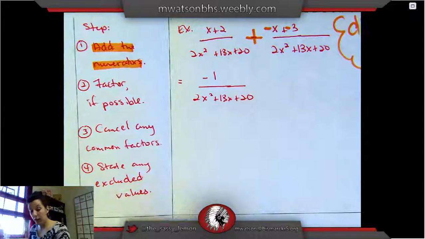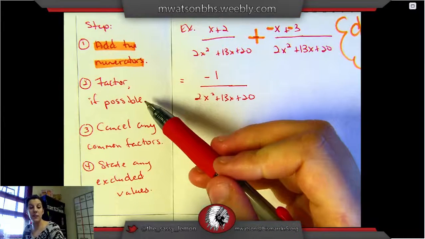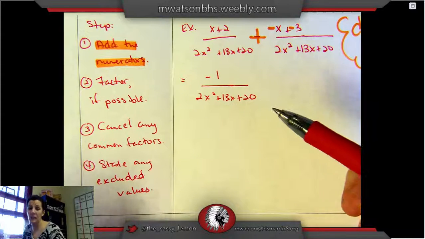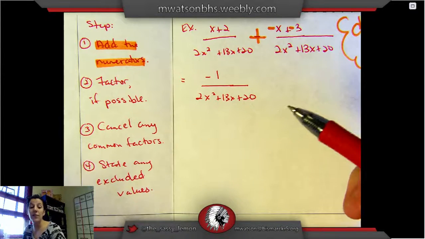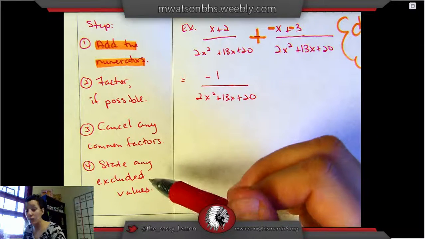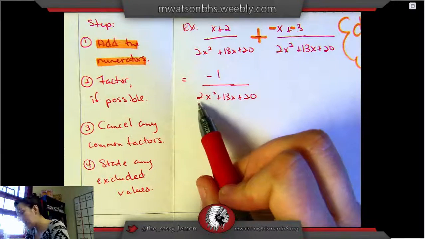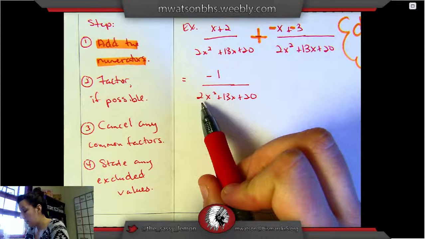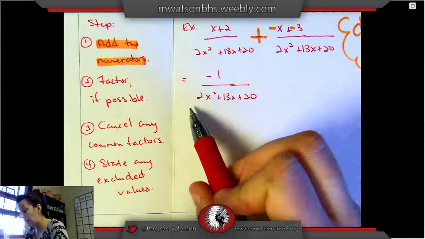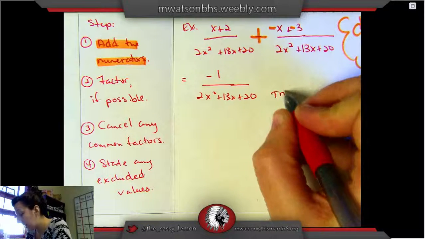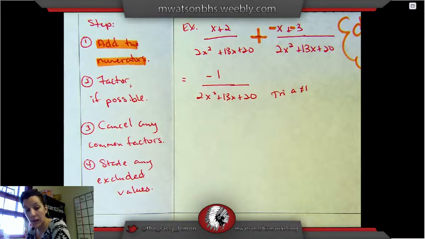Okay, so at this point it says factor if possible. Now we know that even if we factor, nothing's going to cancel with 1. But we still need to factor because of excluded values. I'm looking at this trinomial. I see that there's an a out front, and it doesn't look like a GCF of 2 can be pulled out. So that means we're going to have to do trinomial where a does not equal 1.